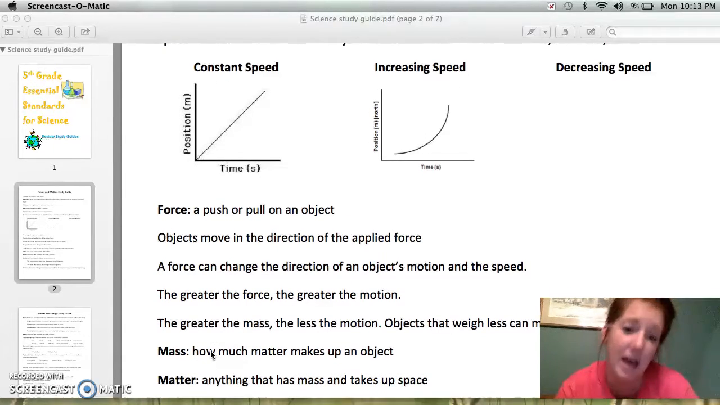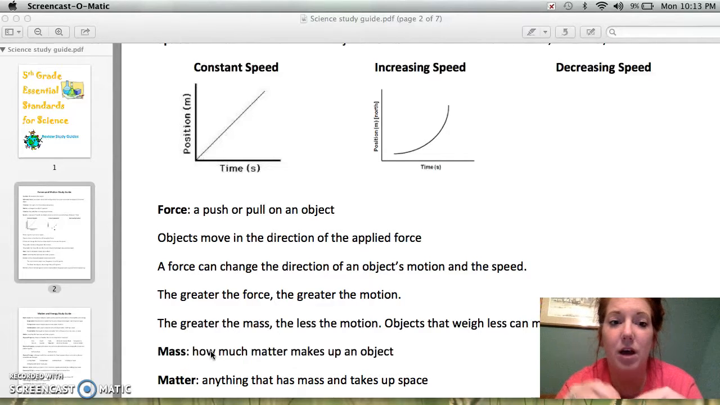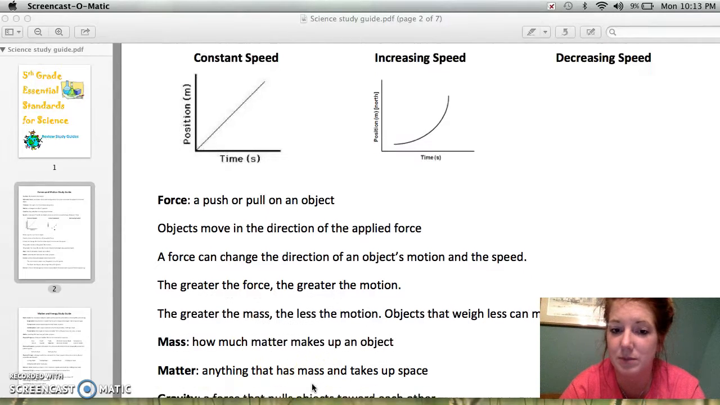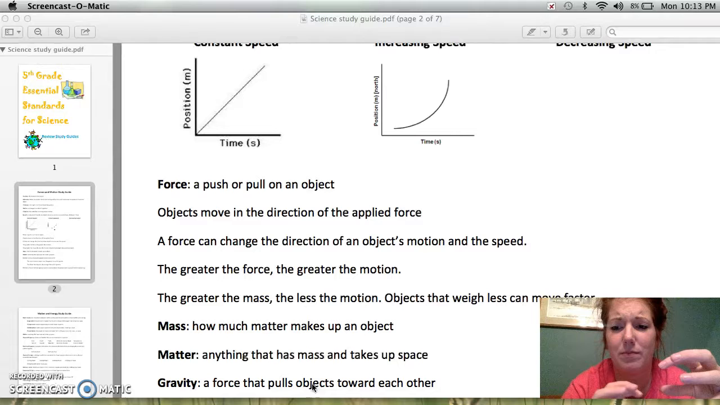Mass is how much matter makes up an object. It's similar to weight, but it's the amount of matter within the object, and it is measured in grams, if we go back to math. Matter is anything that has mass and takes up space. So that's when we get back to the object that takes up space going with matter and mass.